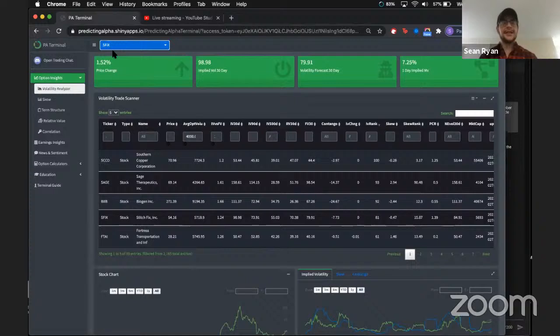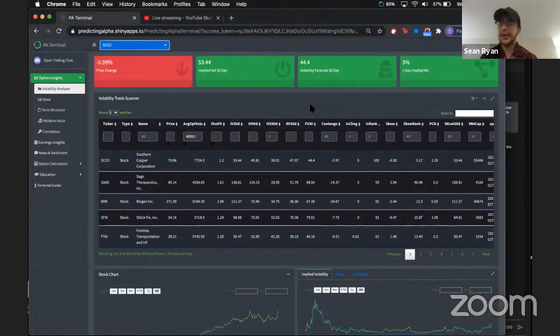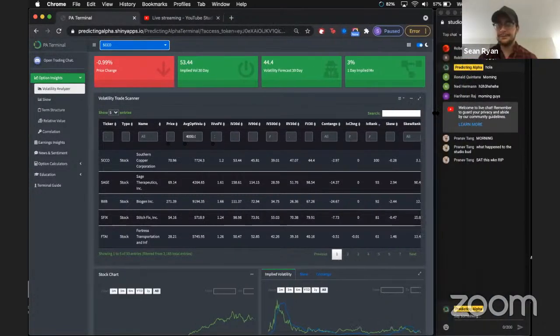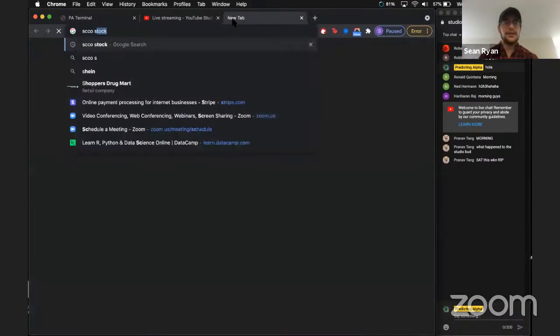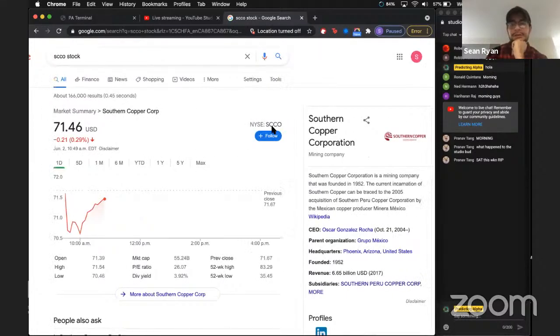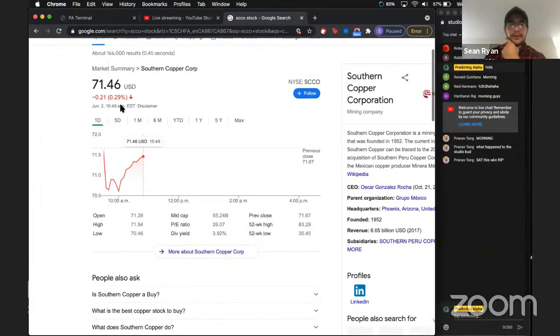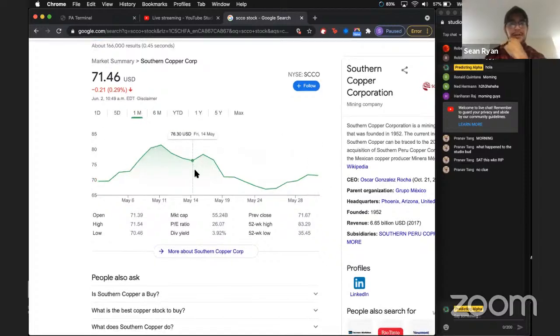So let's go take a look at SCCO. Does anyone know about this company? That'd be very useful if someone here has some familiarity with this company that we're about to take a little bit of a deeper dive into. SCCO stock, let's take a look. Southern Copper, it's a mining company. Okay. Pretty flat over the last month. A little bit of volatility though, right?